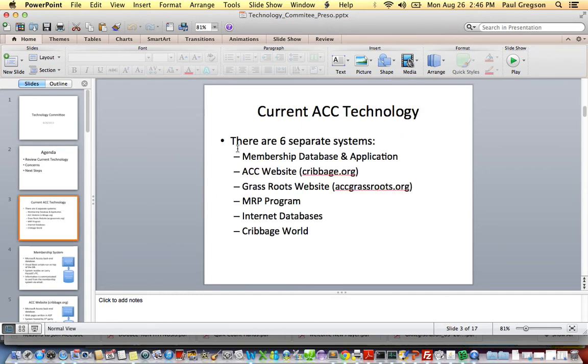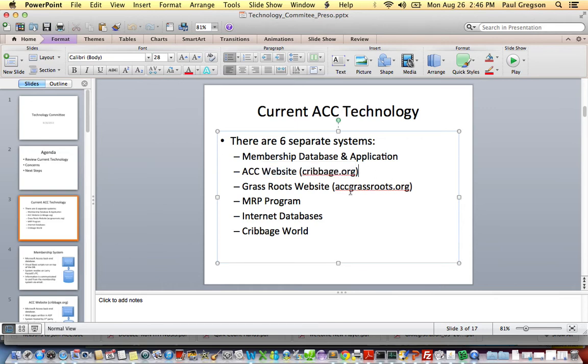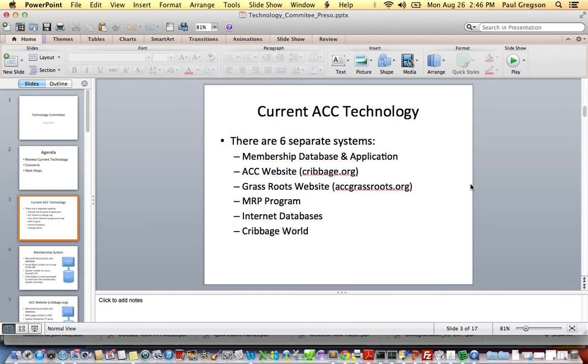So currently, from a technology perspective, there are 6 separate systems that are all fairly independent of one another that are used by the ACC. There's a membership database and application. There is an ACC website, which is cribbage.org. There is the grassroots website, accgrassroots.org. There's the MRP Master Point program. There is the IRP Internet program and databases, and then there is Cribbage World. So we'll take a look at each one of these systems one at a time.